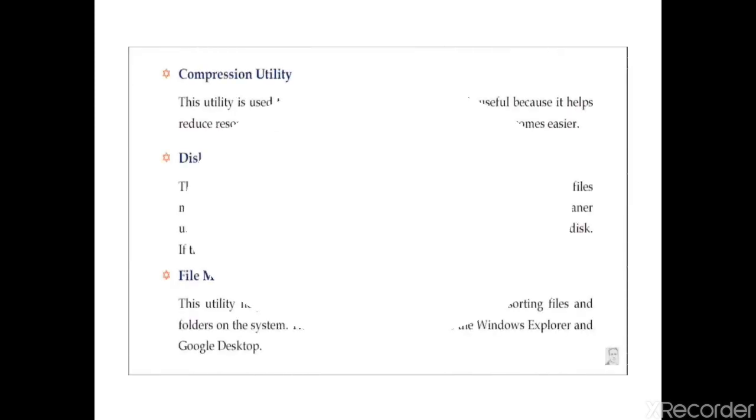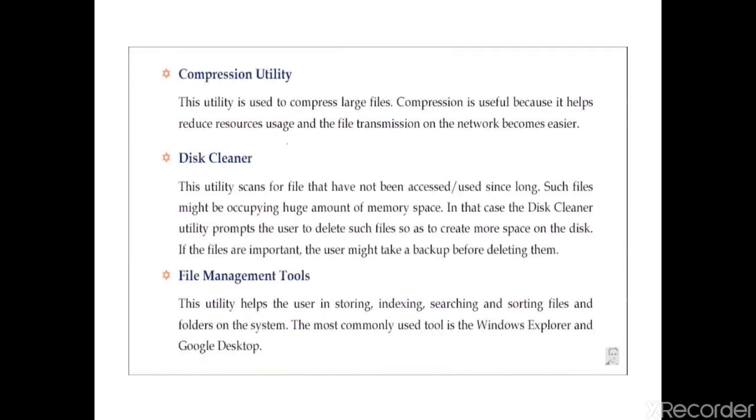After this we have compression utility. What is compression utility? Sometimes we have files which are of larger size and we need to send them to some of the users. In order to send those larger files, it is difficult to send them as they are, so we reduce their size by compressing them. So this utility is used to compress large files. Compression is useful because it helps to reduce resource usage, and file transmission on the network becomes very easy.